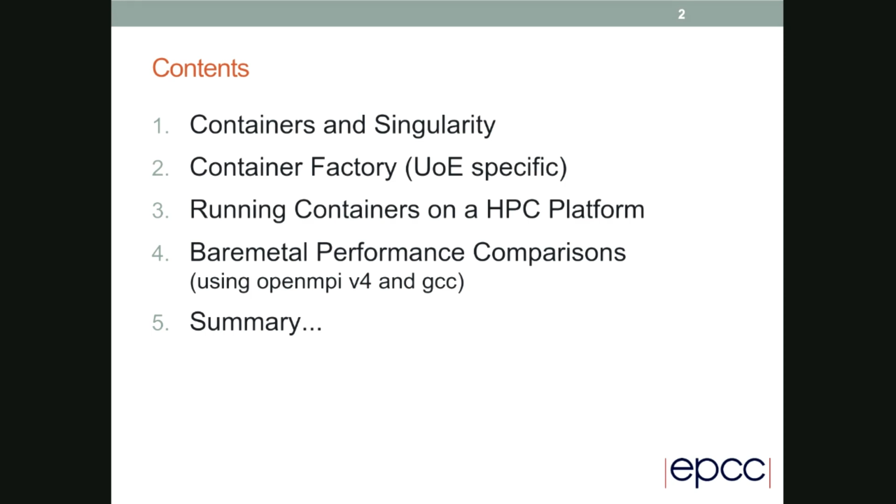Yeah, so the third section, just very short, just showing you the command you need to run a container over multiple nodes using OpenMPI. Then I'll go through some bare metal performance comparisons. And by bare metal, I mean when you just run the code directly on the compute node and comparing that with running within a container. And then I'll finish off with the summary and conclusions and so on.